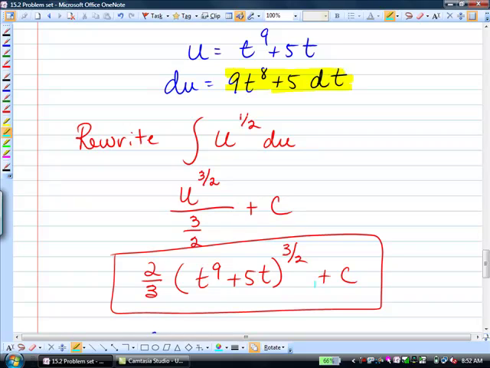U-substitution is one of the harder concepts with integration. Just recognizing what to do and how to do that. So, takes a little bit.